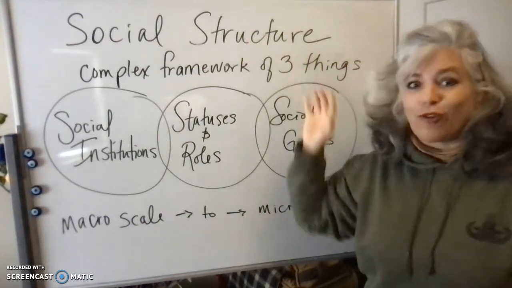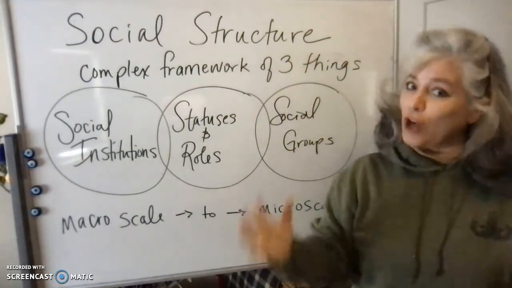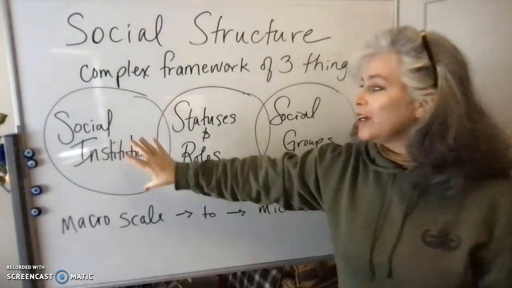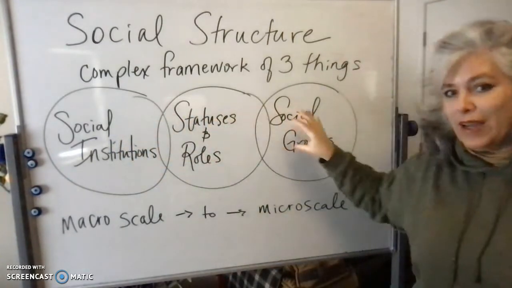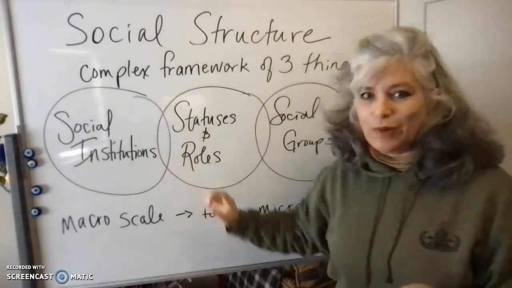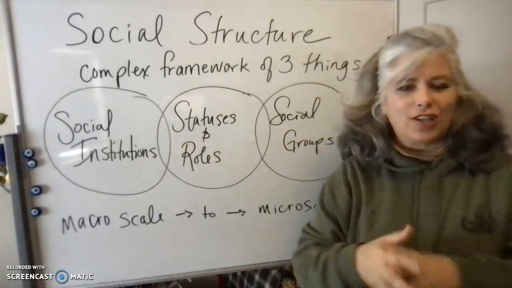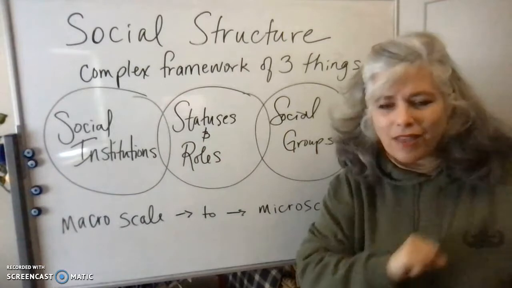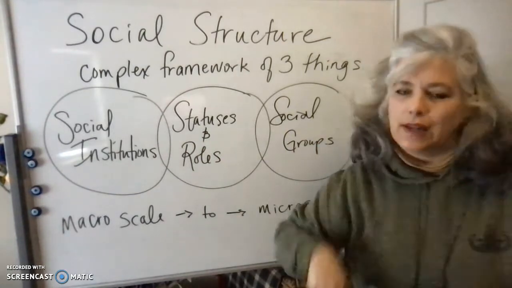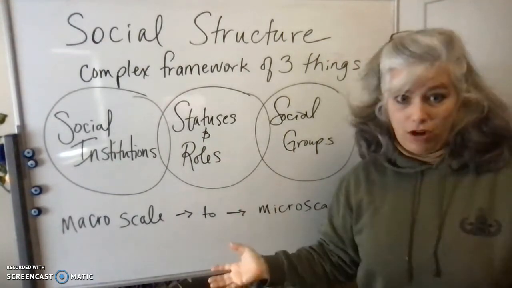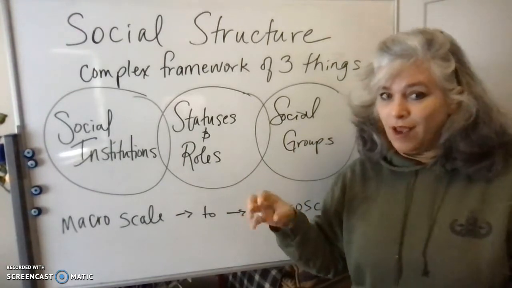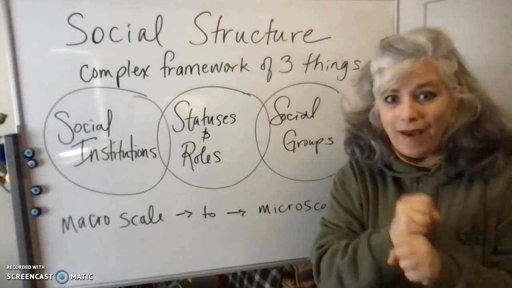So macro scale to micro scale, social structure runs the gamut of the entire scope of sociology. And we're going to put it in these 3 categories, but please make sure you are very clear with your notes. These 3 categories touch, they overlap, they are braided together, they are all twisted up and pretzel-like with each other. Okay, so none of them exist in a little bubble all by themselves.